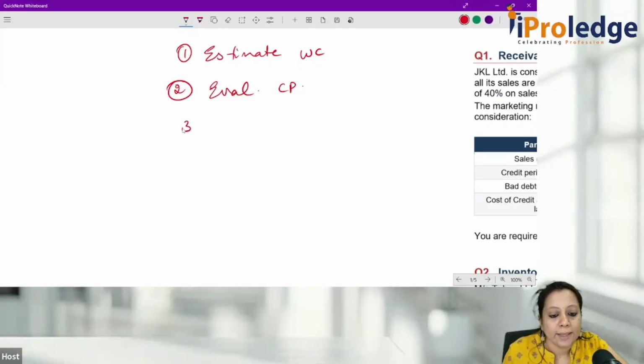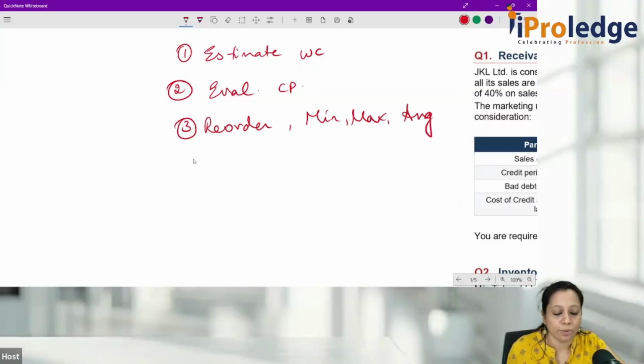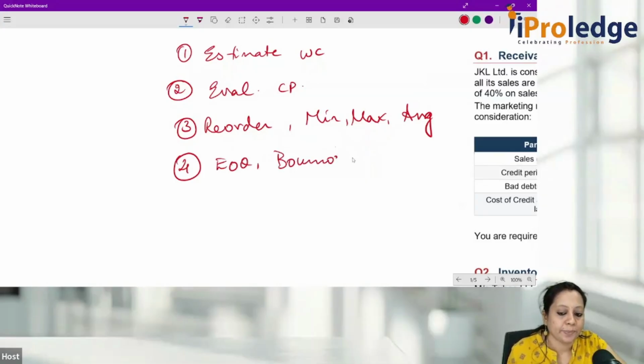So that one. Then, as I told you, in June exams they're always testing on reorder, minimum, maximum, average levels. That also you need to give importance. EOQ, Baumol model of cash. Approach of cash. All this we have discussed.